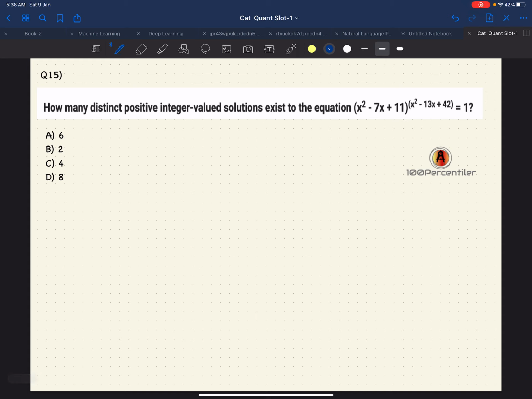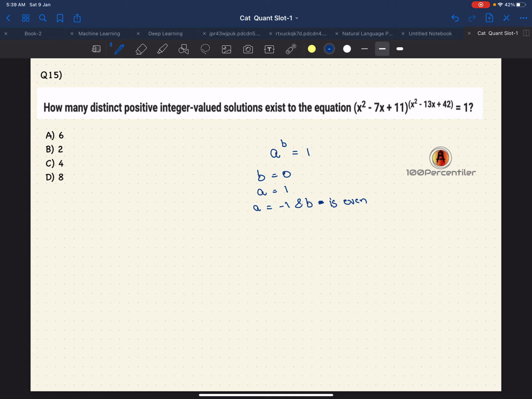Now here we have to find how many distinct positive integer valued solutions exist to this particular equation. Whenever we have an equation of the form a raised to power b equal to 1, there can be only 3 possible conditions: either b is equal to 0, or a is equal to 1, or a is equal to minus 1 and b is even, because minus 1 raised to some even number is 1.